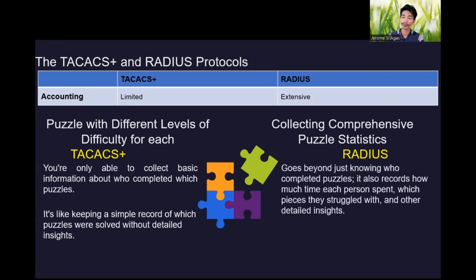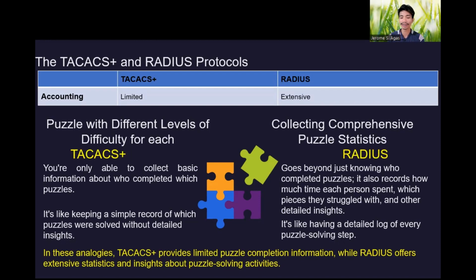Unlike RADIUS, which goes beyond just knowing who completed the puzzle. It also records how much time each person spent, which pieces they are struggling with, and other detailed insights. So they have better data to study. So that's the specialty of the RADIUS protocol. Okay, it's very extensive. It's just like having a detailed log of every puzzle-solving step. It's just like in a game, where they have the notation, the mappings, the coordinates that you are using to locate the location. Okay? So yeah, in this analogy, TACACS+ provides limited puzzle completion information while RADIUS offers extensive statistics and insight about the puzzle-solving activities.